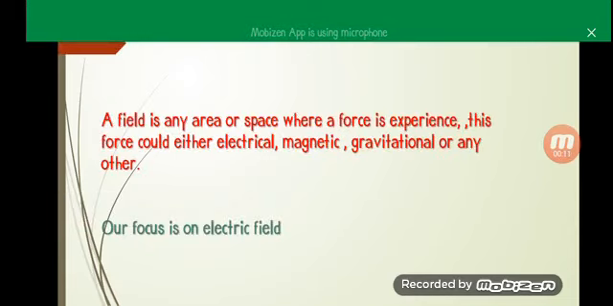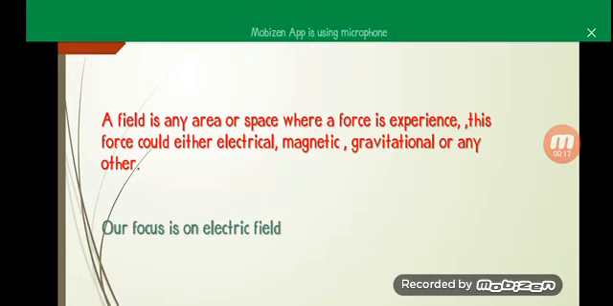Morning. Today we'll be talking about fields, and we're not talking about football fields or any other type of field. We're talking about fields where forces actually take place. So straight to the point, what is a field? Now, a field is any area or space where a force is experienced.